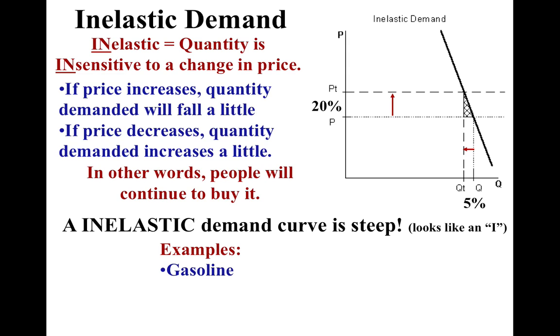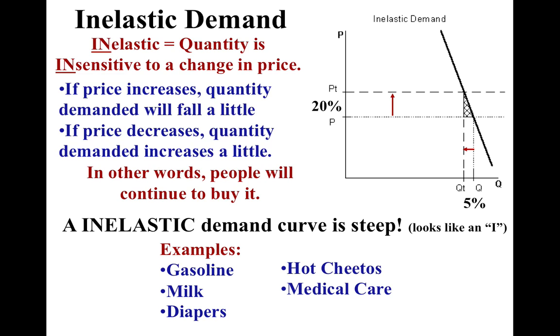Some examples of inelastic demand are gasoline. You got to have it. You're going to buy it. People complain about the price of gas all the time, but it's not going to stop you from actually buying gas because, well, you got to drive your car, you got to get to work, and if you can't get to work, you can't make any money to buy anything. Milk is that example from that cartoon. Diapers, babies got to have diapers. Hot Cheetos, no, not really. That's just in there for a joke.